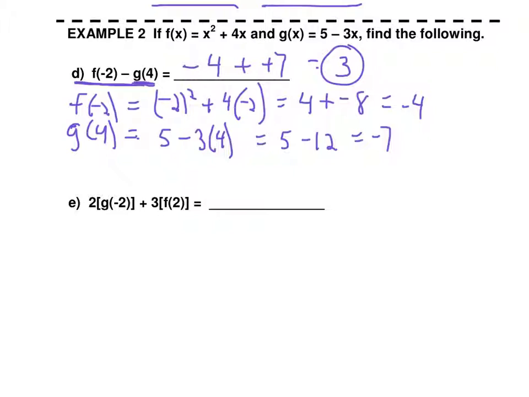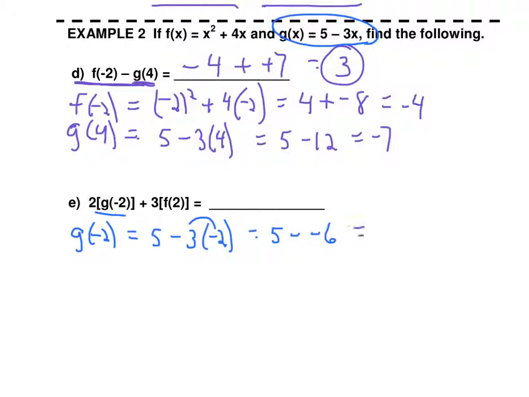So let's get started. First we're going to start with the g of negative 2. So that means we use this one. So g of negative 2 is equal to 5 minus 3 times negative 2. So this is 5 minus, these two together make a negative 6. I keep change, and I get 11. And then I have to multiply that answer times 2 because that's what it tells me to do here. So 11 times 2 makes 22.